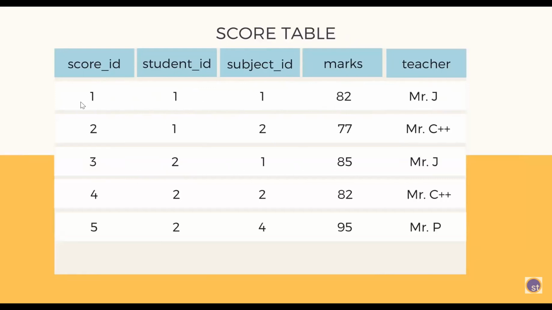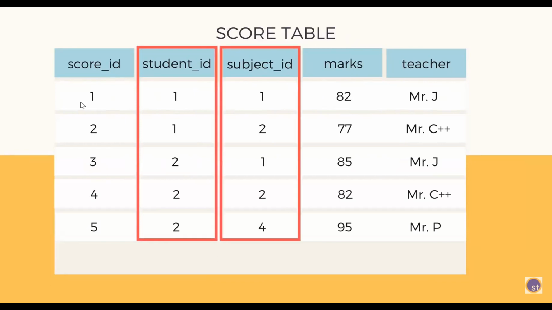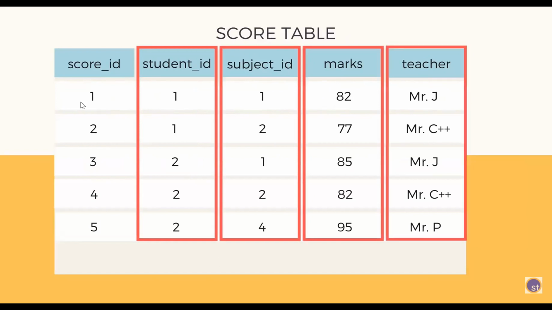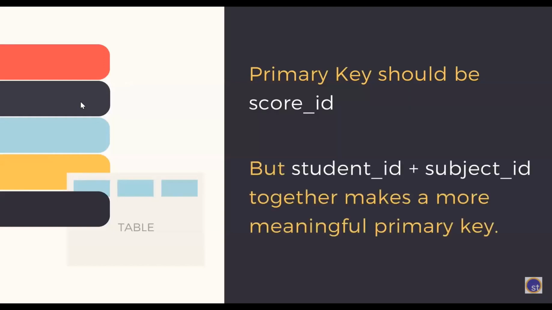As you can see in the score table, we are saving student ID to know which student's marks are these, subject ID to know for which subject the marks are, and the marks and the teacher name. In this table, we can say that the primary key is score ID, but student ID and subject ID together form a more meaningful primary key for this table, and we can fetch all the information using it.